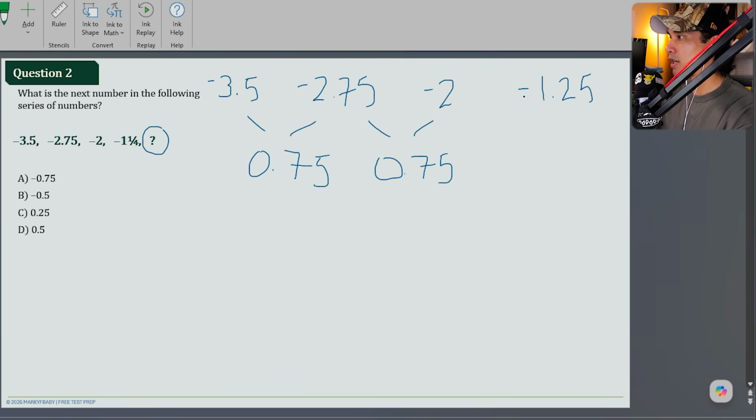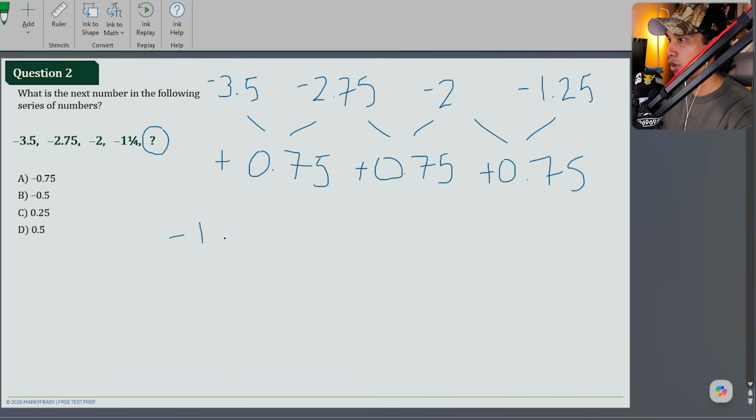And negative 2 to negative 1.25. And again, we went positive 0.75. So we need to figure out the pattern, which is we add positive 0.75. And we're going to add that to the last term or combine that. I like using the word combine. Combine this to this last term here.